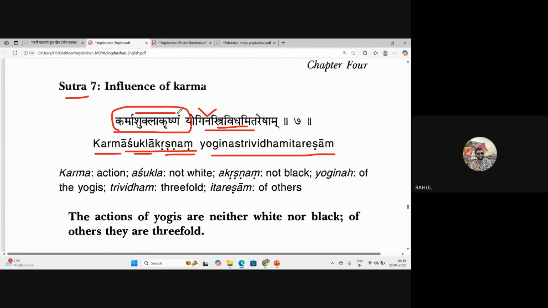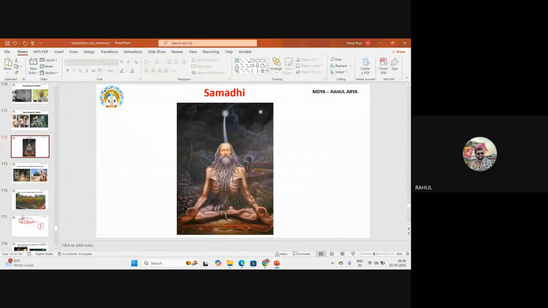Now use your mind. One karma should be Sukla karma. The second karma should be Krishna karma. The third karma should be Sukla plus Krishna karma. But for the yogi, neither Sukla nor Krishna karma. He mentioned the types of karmas in the coding.